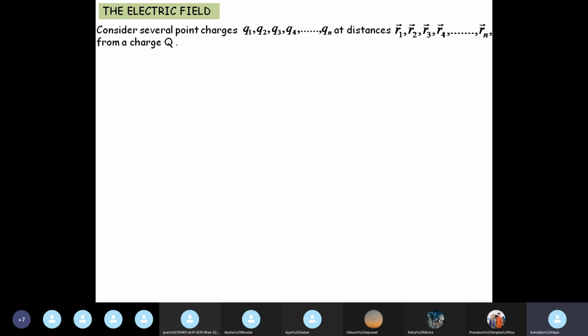So with this kind of force, you have a certain region in which you will feel the effect of the force. That region in which the effect of the force is felt is called the field due to that particular force. That is a very qualitative way of stating what an electric field is. By definition, suppose you have several point charges q1, q2, q3, q4, etc. up to qn at distances r1, r2, r3, etc. up to rn from a single charge capital Q.